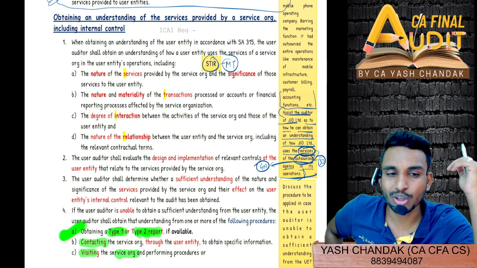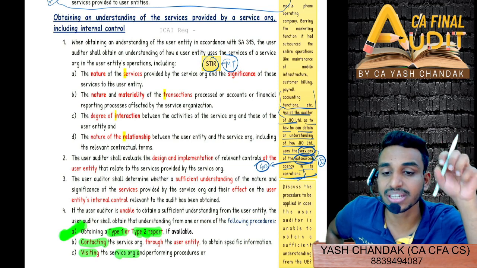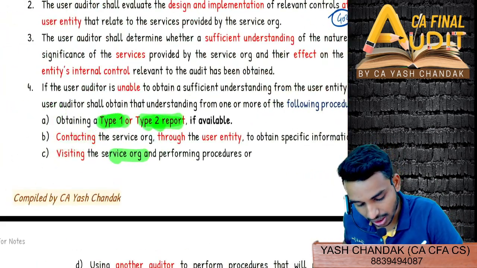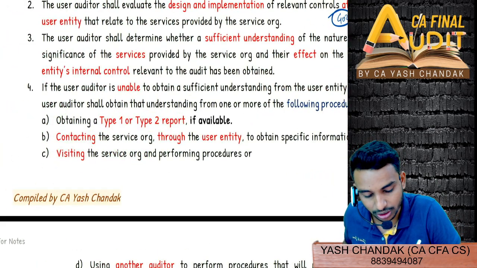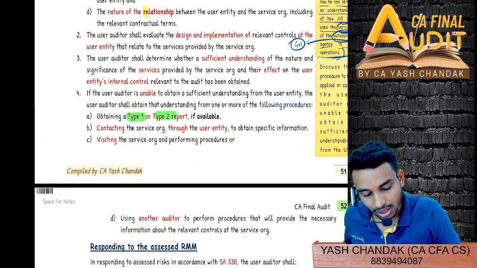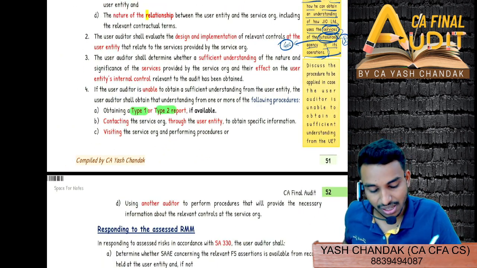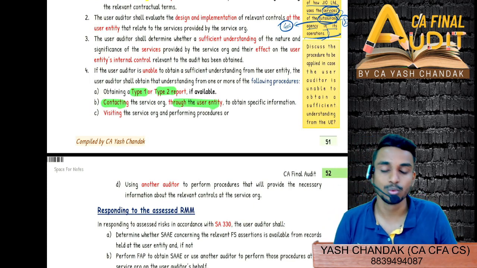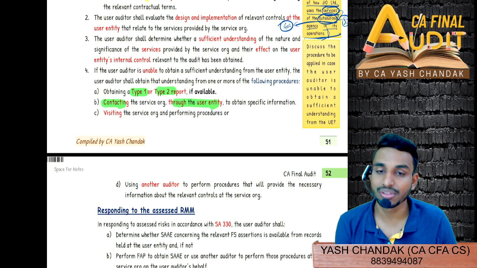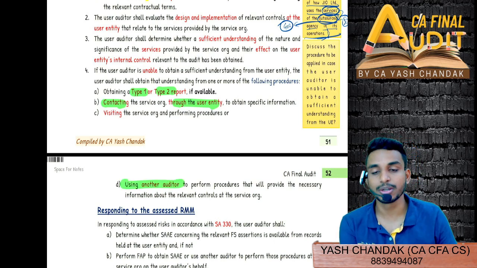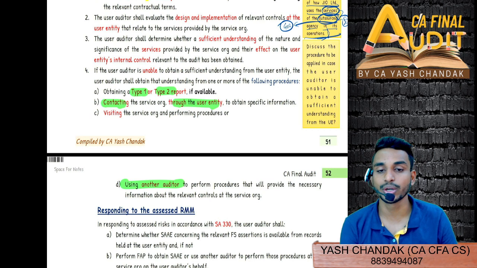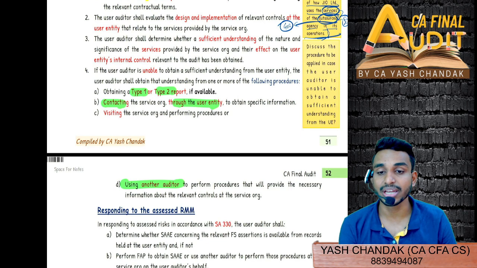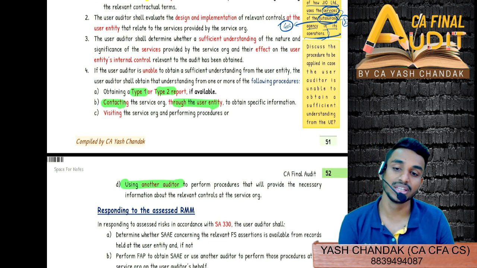Suppose from management or TCWG or whoever, you are not able to obtain this understanding from the user entity. Then you have to ask for a Type 1 report or Type 2 report, because you have to obtain an understanding, right? Similarly, you have to contact the service organization through the user entity if you don't have Type 1 or Type 2. Then you can visit the service organization, or if you are not able to visit, you can send another auditor on your behalf to visit, communicate, and assess and understand everything about the controls within the SO.